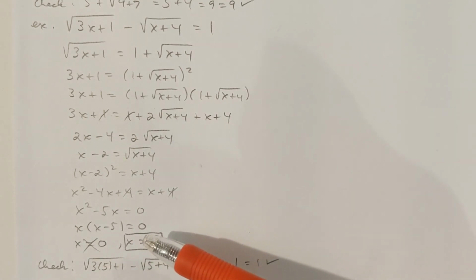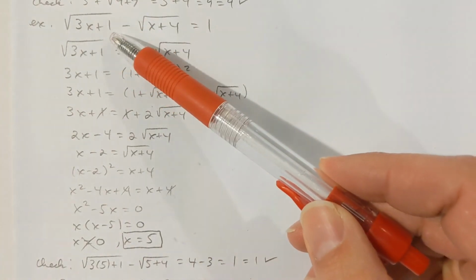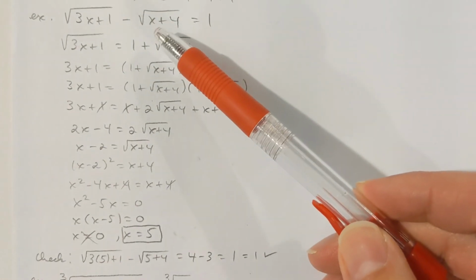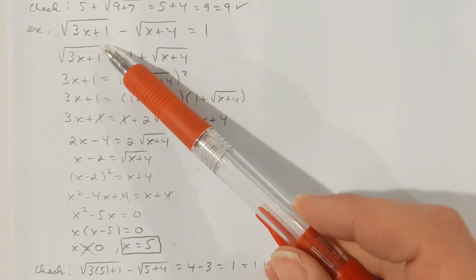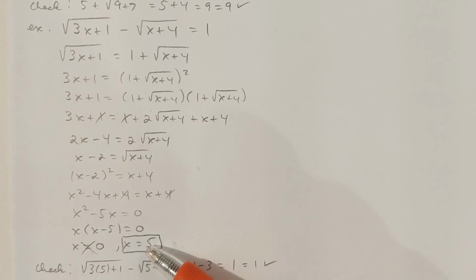If x is 5, I think it's all good because 3 times 5 is 15, plus 1 is 16. The square root of 16 is 4, minus the square root of 5 plus 4, which is 9. The square root of 9 is 3. 4 minus 3 is 1. That is true. And so 5 is going to be kept. 0 would be extraneous.